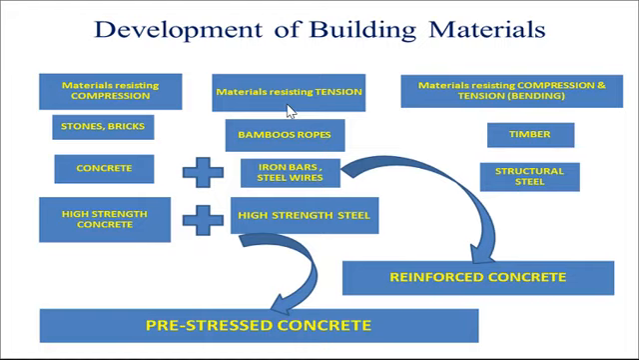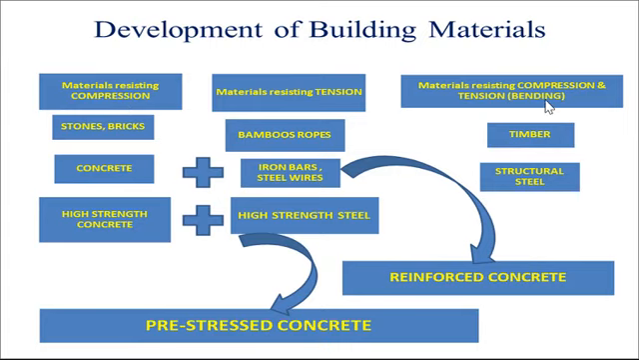Similarly, the second material is the material resisting tension. Under this we used bamboo, then rope. Later on we used steel bars or steel wires. Then today we use high strength steel also. So this is the development in the material which sustains tension. This is related to the material which takes compression.